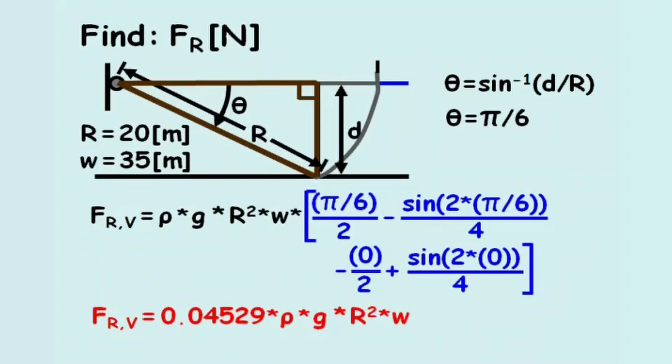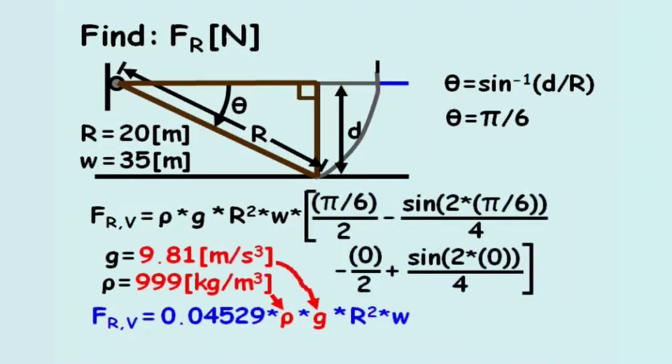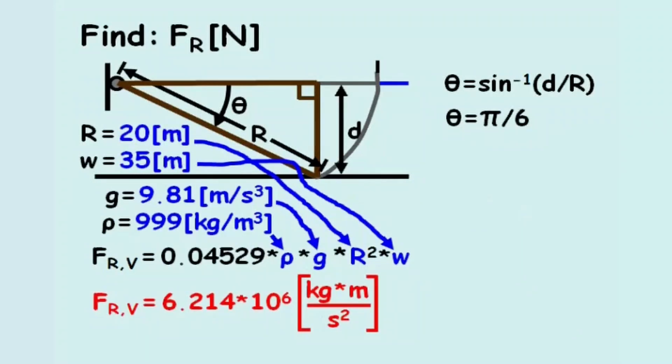From before, we know the values of rho and g, and we also know the given radius and the width of the gate, r and w. This makes the force FRV equal to 6.214 times 10 to the 6 kilogram meter per second squared, which has the same units as newtons.